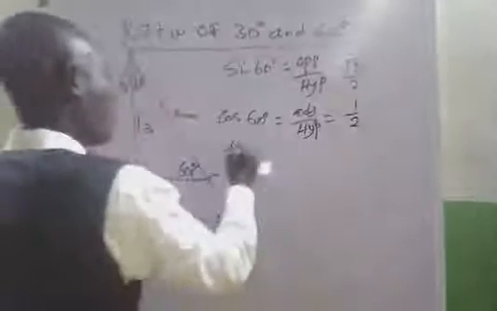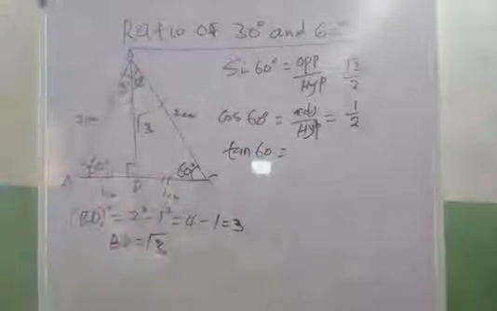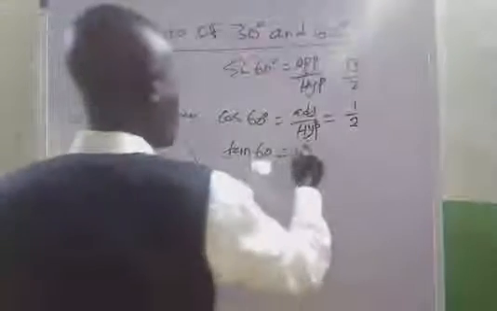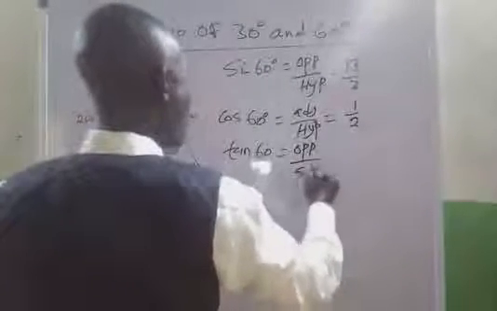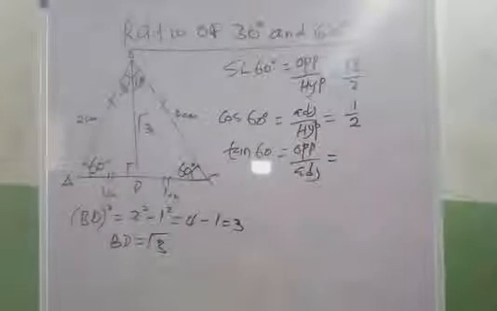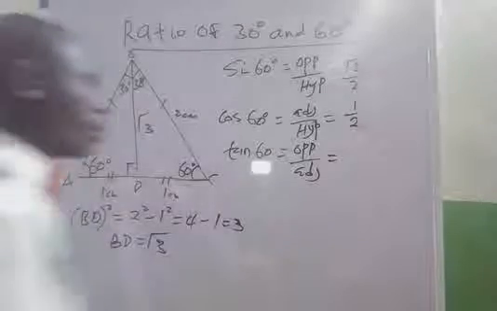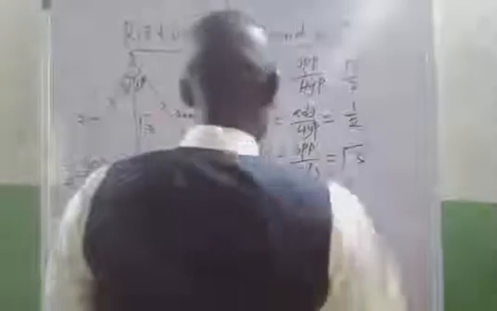Now we have tan 60. Tan from our previous definition is what? Opposite over adjacent. So let's see. Opposite over adjacent, that is root 3. That will be root 3.